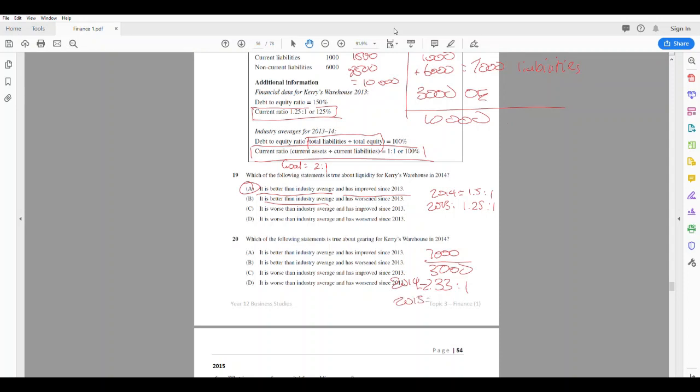2013 is debt to equity 1.5. And the industry average, that is 1 to 1. Okay, so is it better than industry average? No, it's far worse. It's worse than industry average. Has it worsened since 2013? Yes. So answer is D.